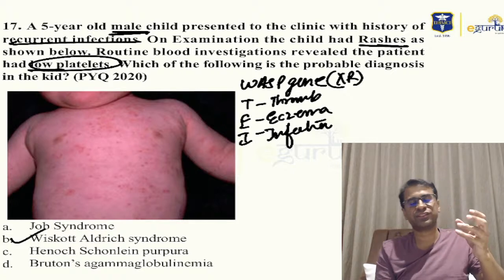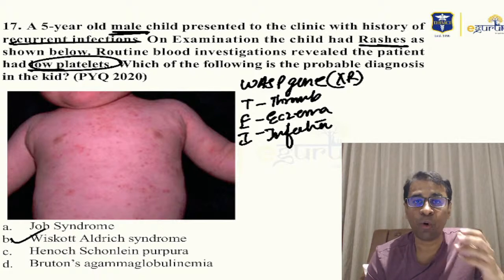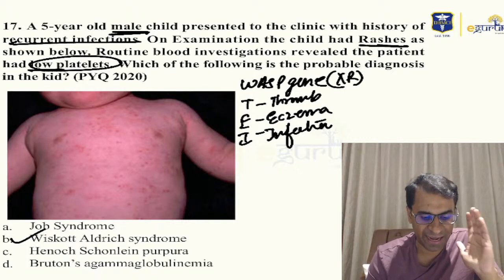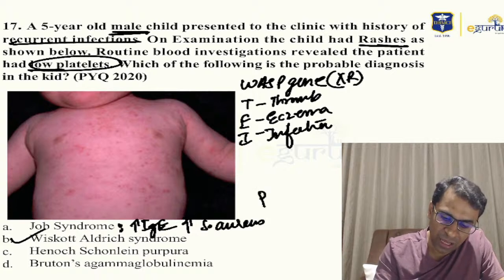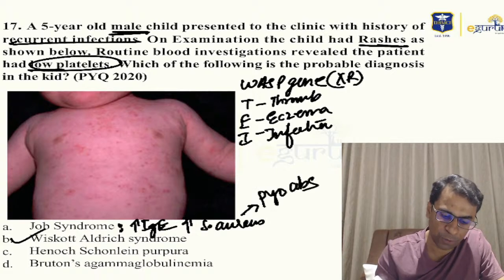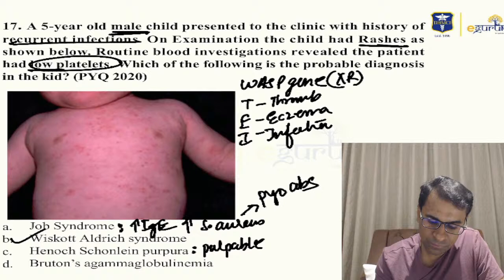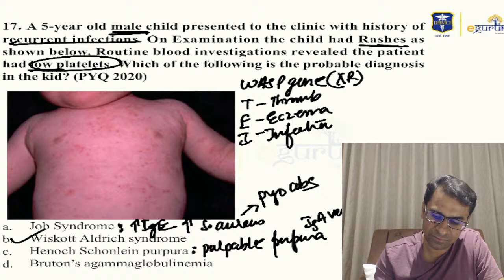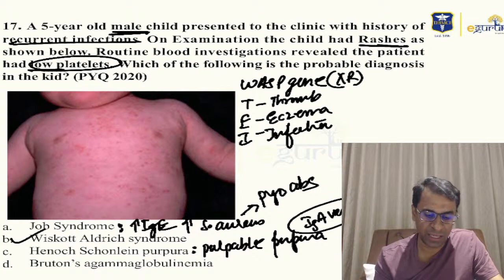The basic problem with Wiskott-Aldrich syndrome is that the B cells don't respond to the polysaccharide antigens. Please remember, the B cells don't respond to polysaccharide antigens. Okay, what happens in Job syndrome? There's increased IgE. There's also increased Staph aureus infection, causing pyogenic abscesses in Job syndrome. In HSP, what do you find? You find palpable purpura, and you find IgA deposition in vessels. Okay, IgA deposition in vessels is the hallmark finding of Henoch-Schonlein purpura.